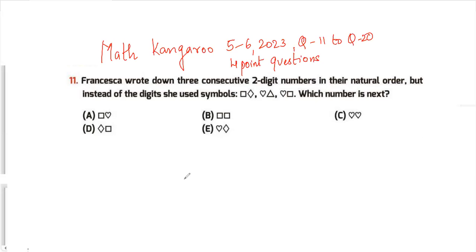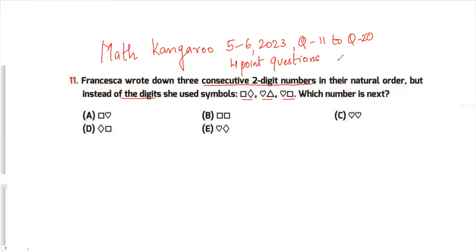We're doing question 11. Francesca wrote down 3 consecutive 2-digit numbers. Consecutive means one that comes one after the other. Like for example, you have 1, 2, 3. So numbers 1, 2, 3 are consecutive numbers. They're coming one after the other. So it could be anything, 11, 12, 13 or 16, 17, 18. So any 2-digit numbers which are consecutive, but instead of the digits, she used these symbols, which are a square and a diamond, then a heart and a triangle, and a heart and a square.